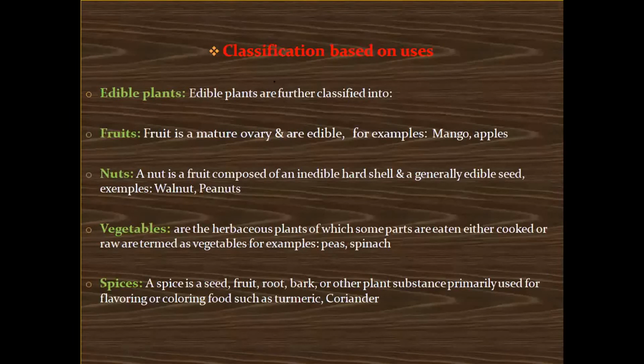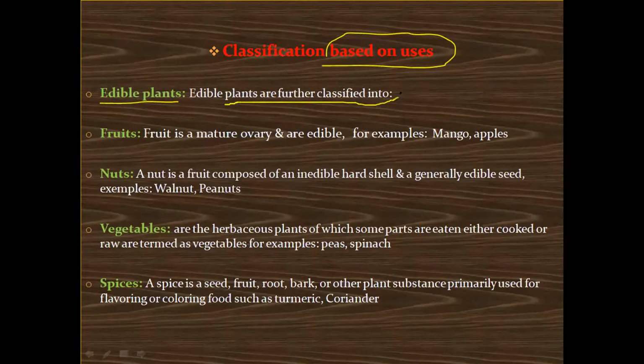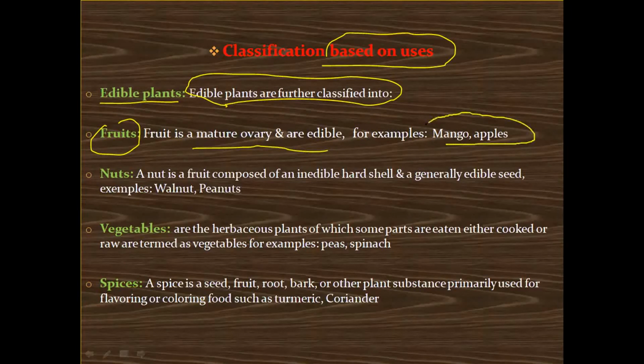The next classification is based on the uses. It is classified into five different groups. The first is edible plants. Edible plants are those plants which can be eaten. These are classified further into fruits. Fruit is a mature ovary and is edible, for example, mango and apples.